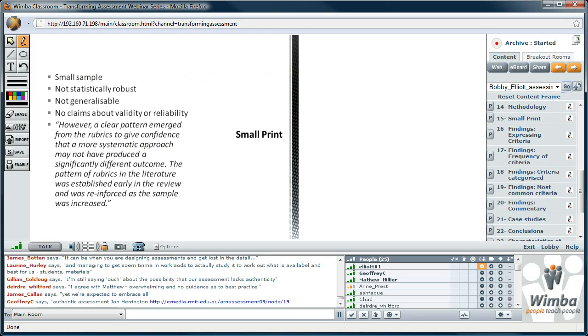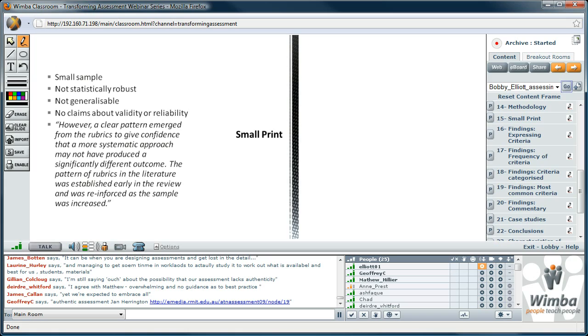The small print. You can gather from my methodology it was not particularly rigorous. So I'm not making any grand claims about only looking at 20 rubrics. The sample size was very small. It wasn't selected in a statistically robust way. It was simply the 20 rubrics that I came across in my literature review. So I'm not making any claims about the generalizability of my findings, nor about the validity or reliability of my findings.